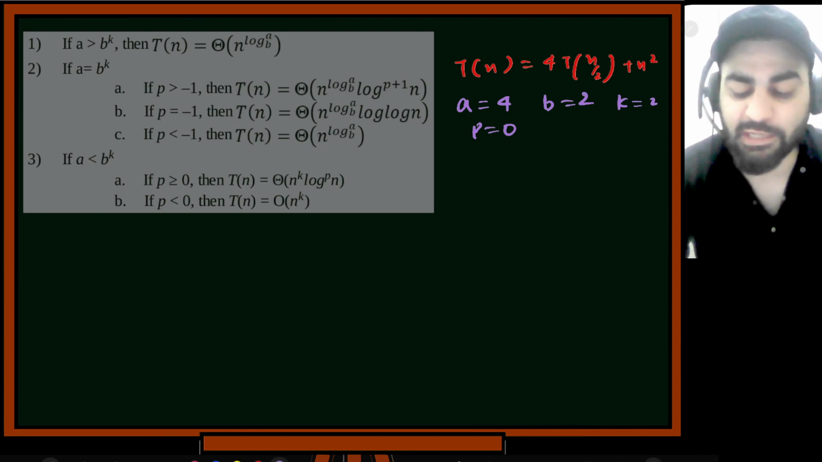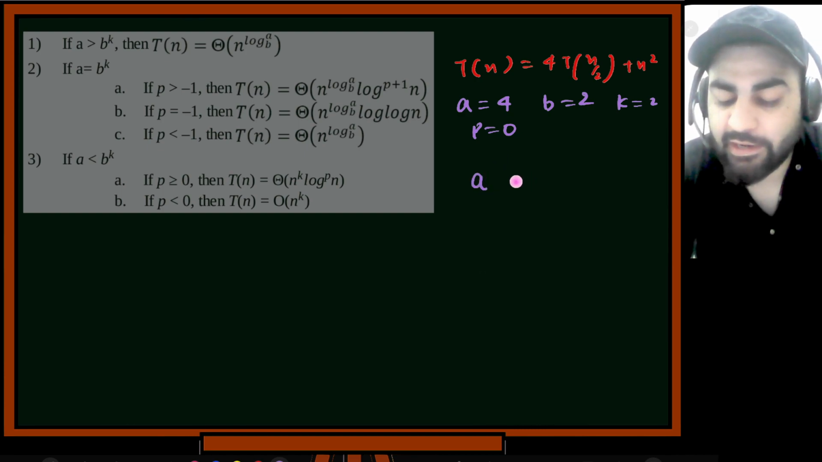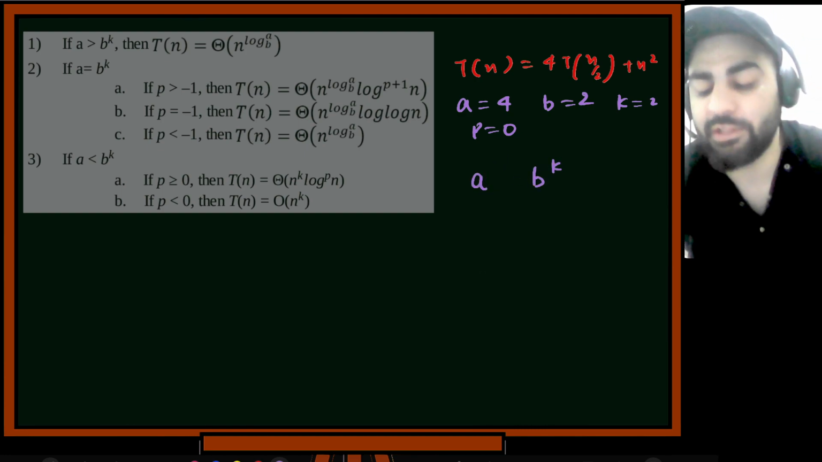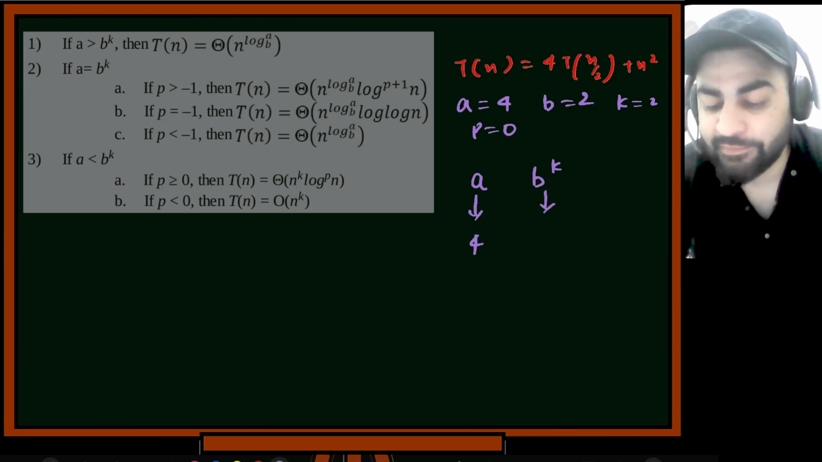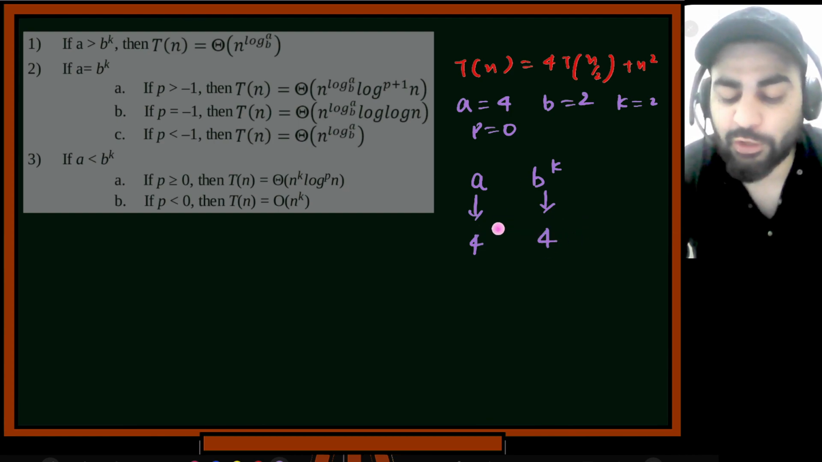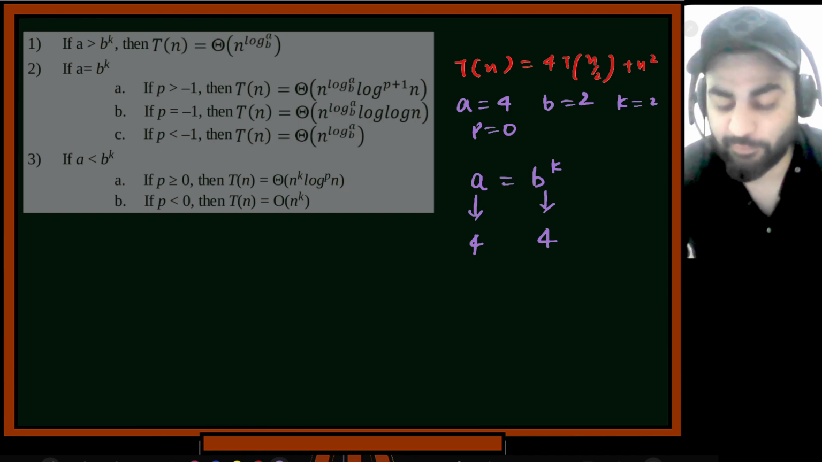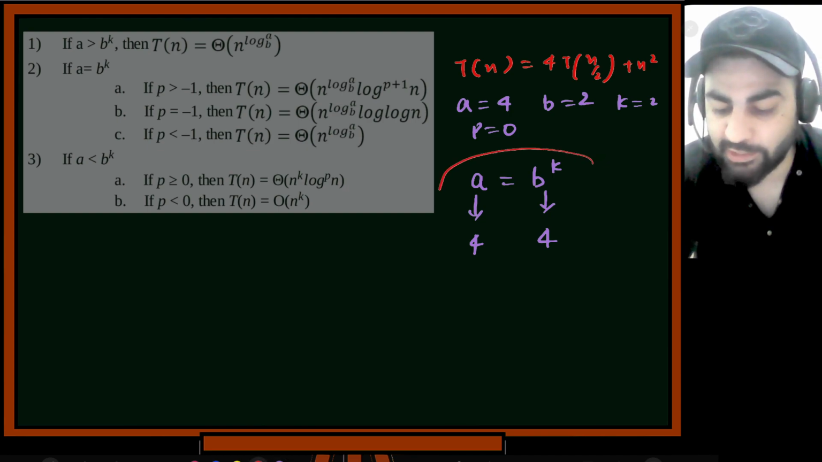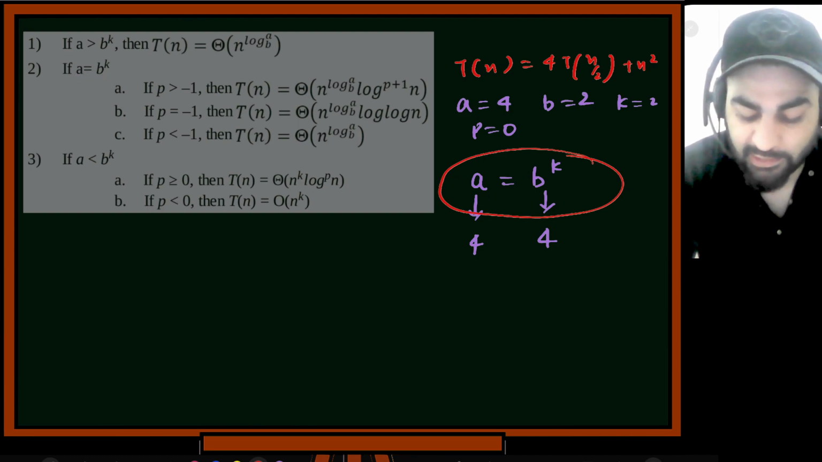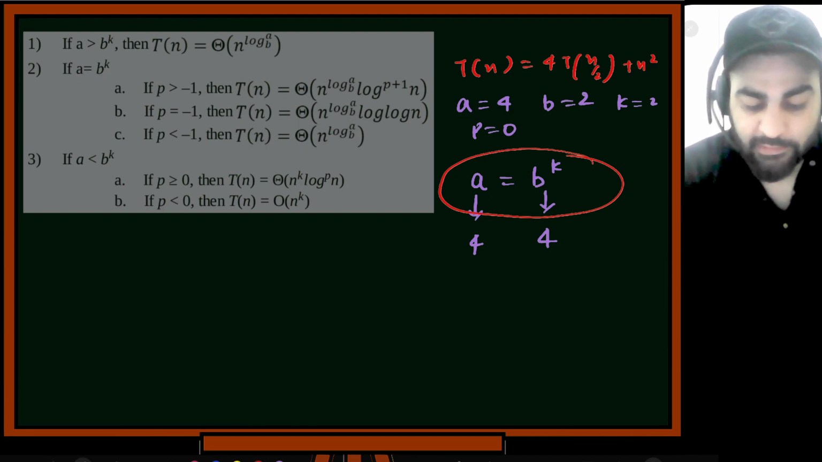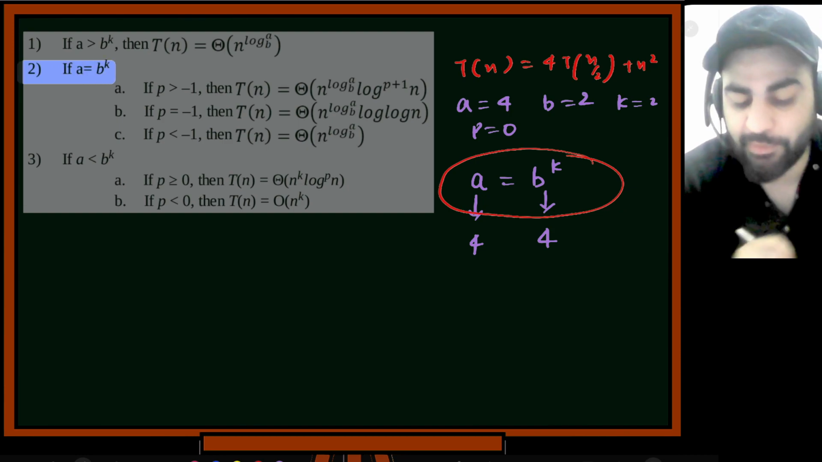Now we'll have to just find a and b to the power k, and then we'll see the relation. What is a over here? a is 4. What is b to the power k? So 2 to the power 2. This is again 4. Now you saw that a is equal to b to the power k. This now follows case 2, because a is equal to b to the power k.